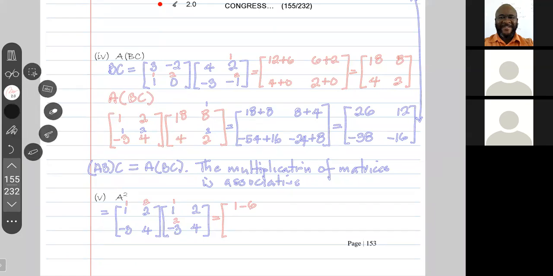Next, top row, right column. First element in the row, 1, times the first element in the column, 2. 1 times 2 is 2. Second element in the row, 2, times the second element in the column, 4. 2 times 4 is 8.